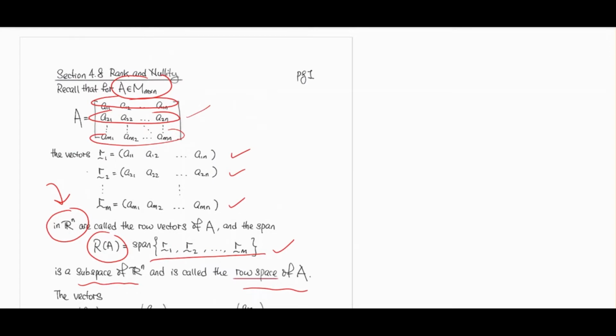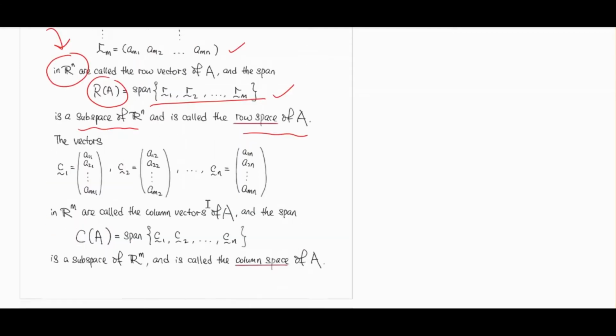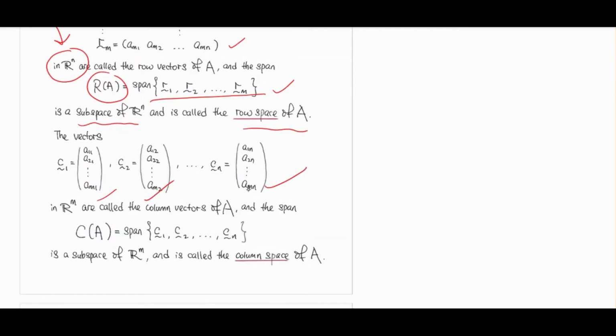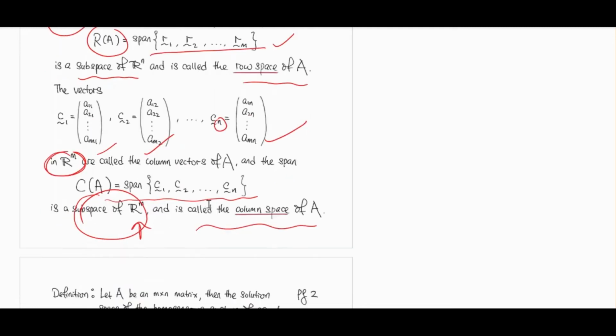And obviously, you can take a look at the column vectors. These are the column vectors of the matrix. These are vectors in Rm. There are n of them, but they are vectors in Rm. If you look at the linear combinations of those column vectors, they form a vector subspace of Rm. This is known as the column space of the matrix A.